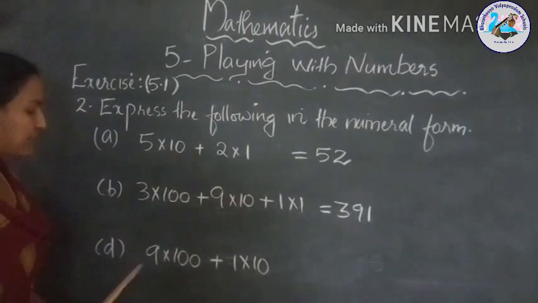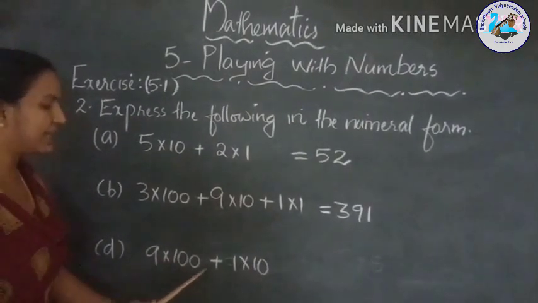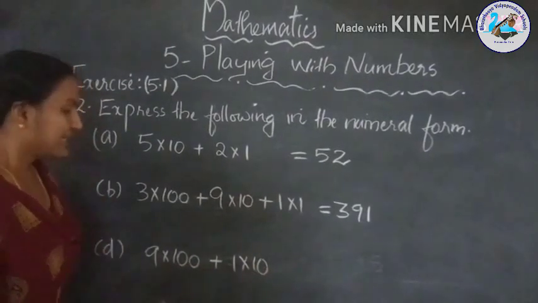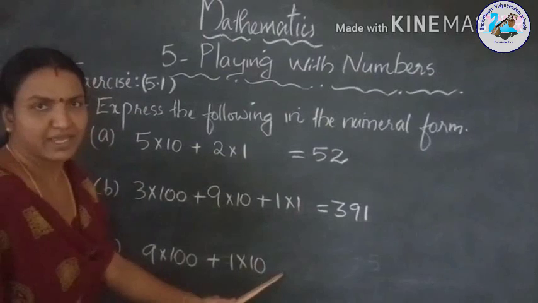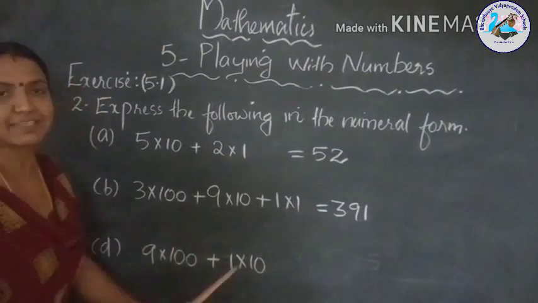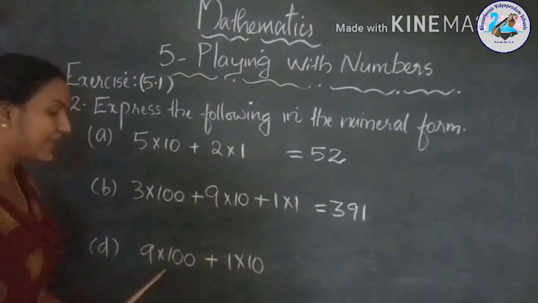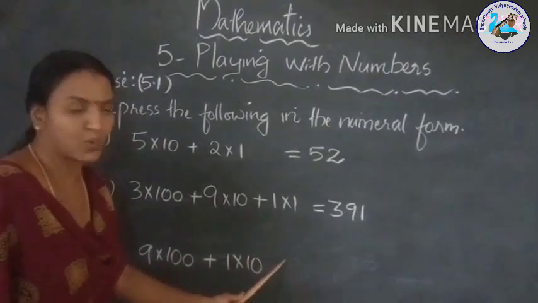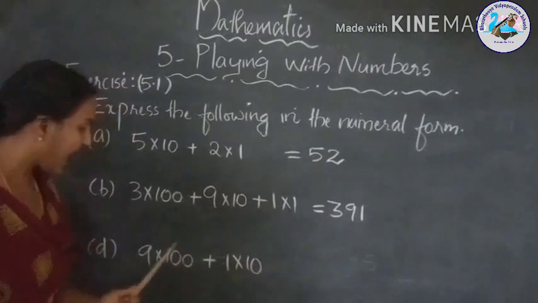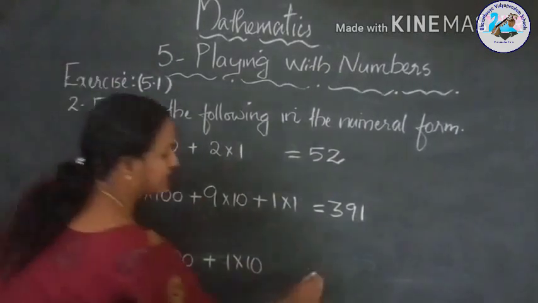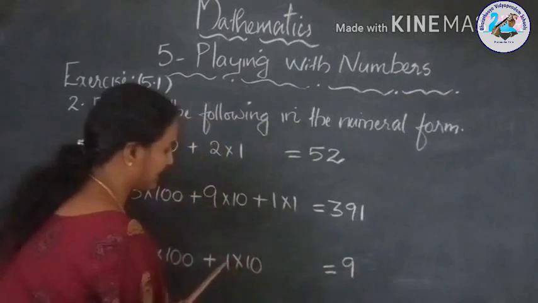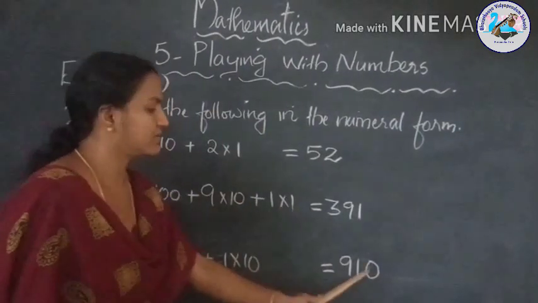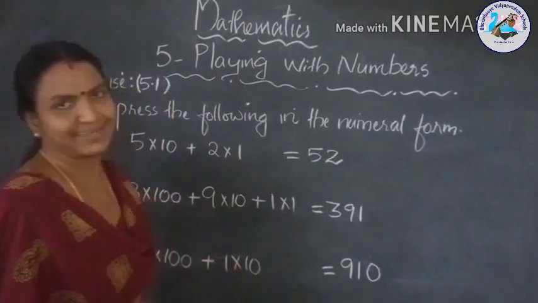Option D, 9 into 100 plus 1 into 10. Here, no ones are there. So, when we compare with the generalized form of a three-digit number, 100a plus 10b plus c, here c is 0, b is 1 and a is 9. So it can be written as 9, 1, 0. No ones are there, so we put 0. 910.